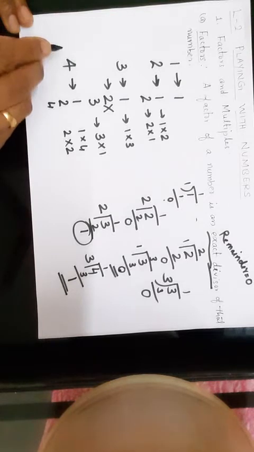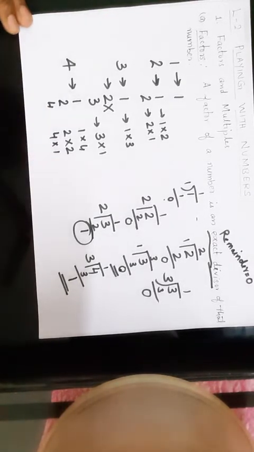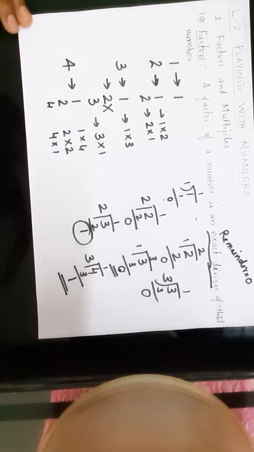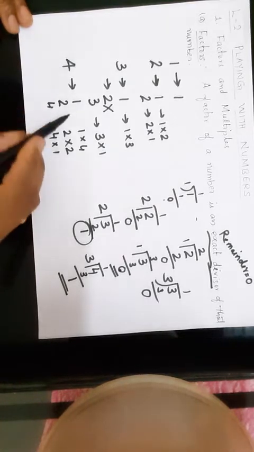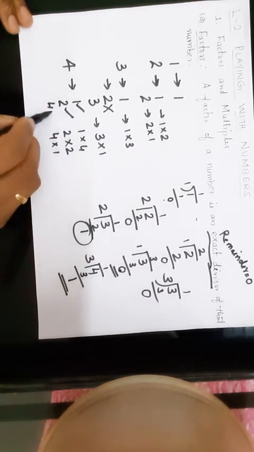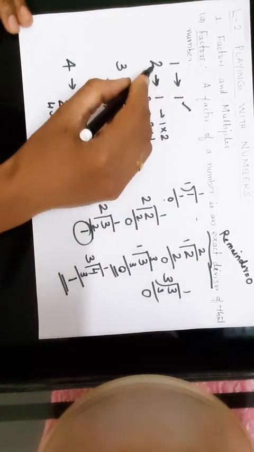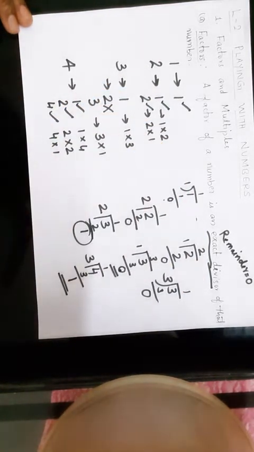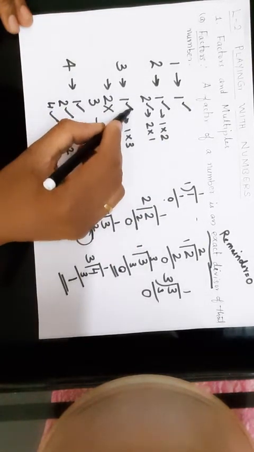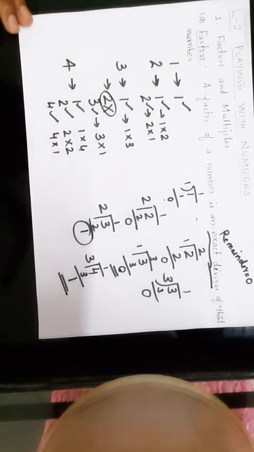4 into which number is 4? 4 into 1 is 4. Okay. So what are the factors of 4? 1, 2, 4. Here, what are the factors of 1? 1. Factors of 2? 1, 2. Factors of 3? 1, 3. 2 is not a factor.